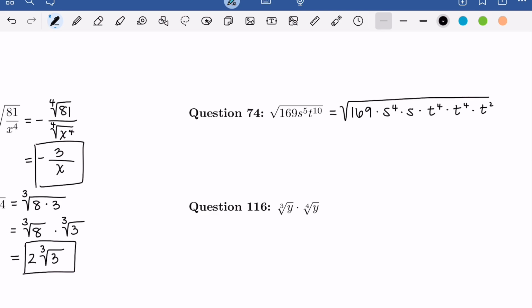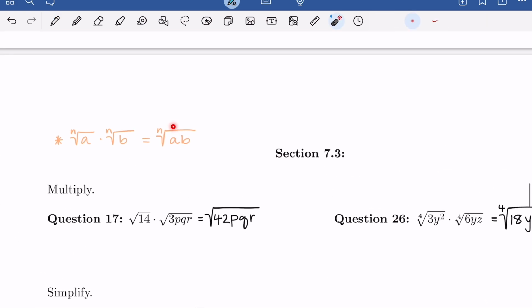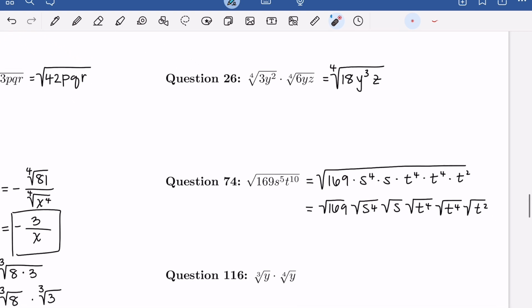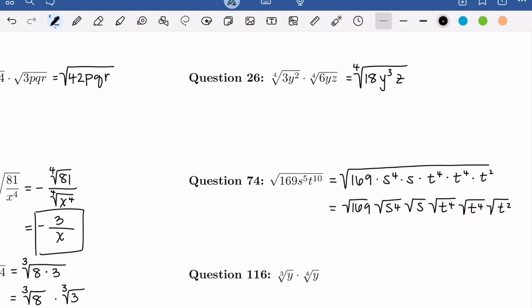So let's do this step by step here. Using our product rule for radicals, we know that if we're taking the product of all these under the square root, this is the same thing as the square root of each of these. Okay, so just using our product rule here, after breaking that up, we can evaluate this. We know that the square root of 169 is 13. Now the square root of s raised to the 4th power is going to be s squared. Then we still have the square root of s here because we can't simplify this any further.